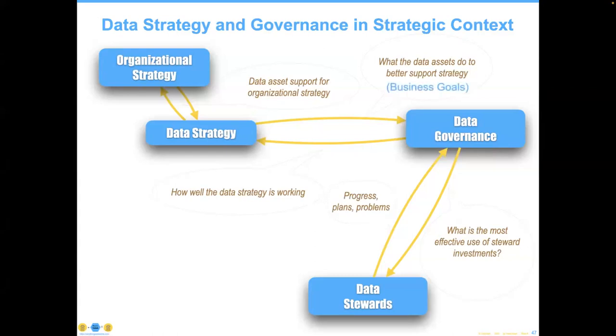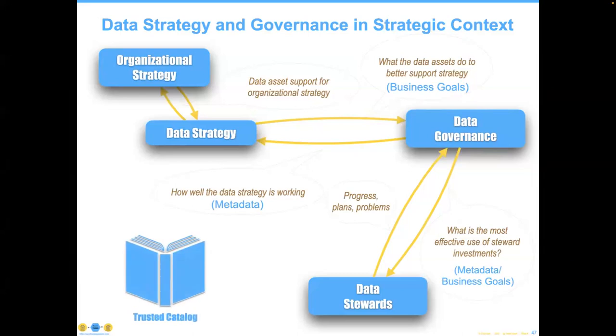We always want the data strategy to be expressed in concrete, measurable business goals, and the language of data governance should be the language of metadata. And the more we repeat that process with the data stewards, the better communication we will have all the way around. Add to that, finally, a trusted catalog, or starting to use controlled vocabularies in here. And now we're really starting to make some progress.